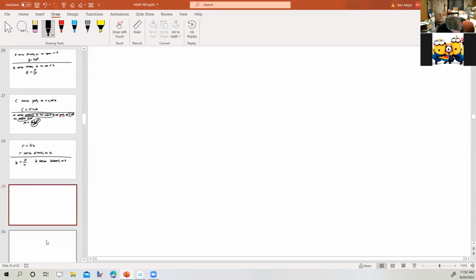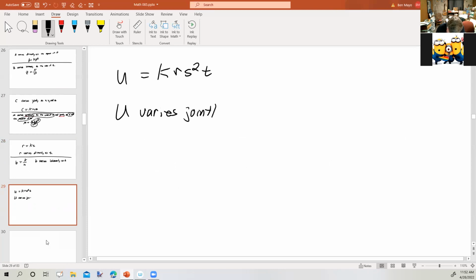Okay. Let's see. U equals K R S squared T. We'd say U varies jointly as R, the square of S and T. Questions there? No. All right.